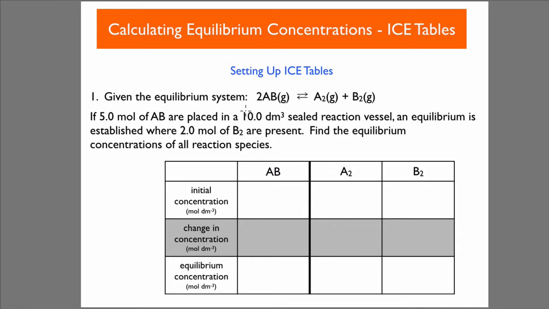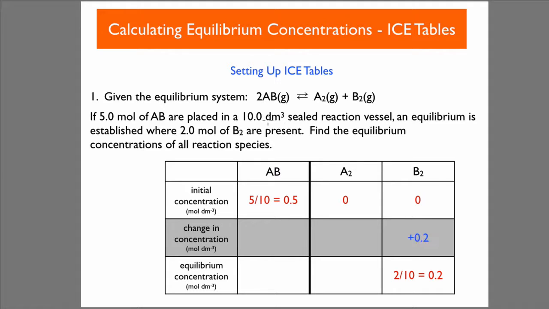So using these ICE tables, we have the following information. We've got 5 moles of AB placed at the beginning in a 10 decimeter cubed vessel, so we can put that in: 5 moles per decimeter cubed concentration. And at the beginning, obviously, we're going to have no A2 and no B2. We know that when equilibrium is established, the amount of B2 is 2 moles, so we can put that in, and obviously it's in 10 decimeter cubed again.